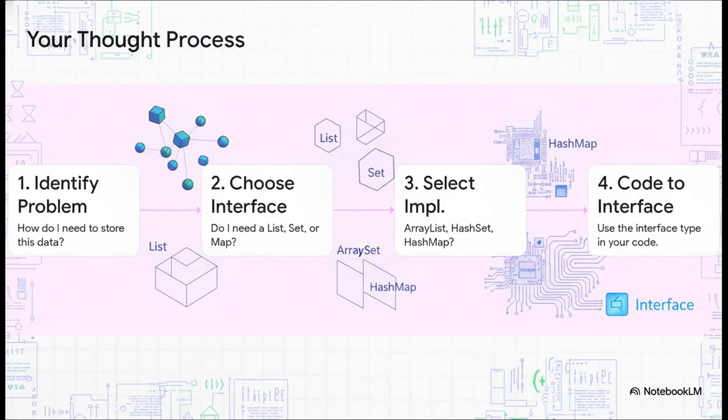So here's your thought process, your mental checklist. 1. Really think about the problem. How do you actually need to store and access this data? 2. Choose the right interface. Do you need a list, a set, or a map? 3. Now pick the implementation. Is ArrayList faster for your use case, or is HashSet the better fit? And finally, step 4. Always code to the interface. If you walk through these steps, you're going to make the right call every single time.